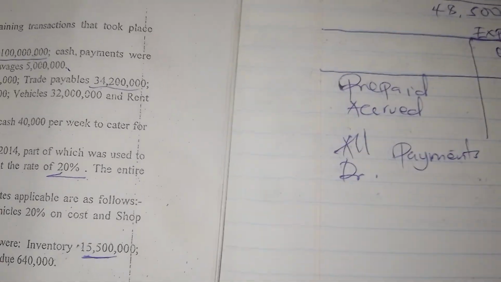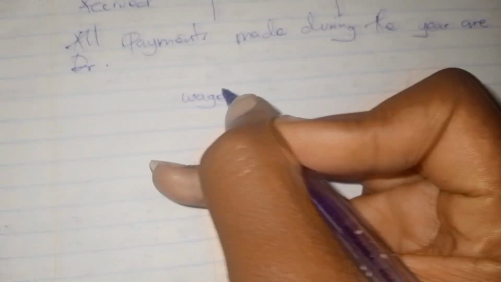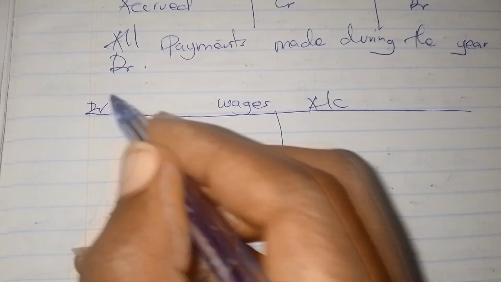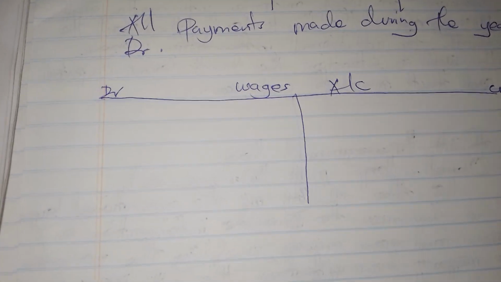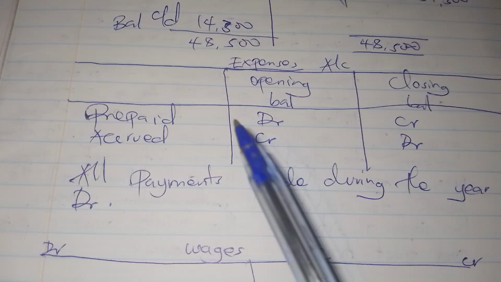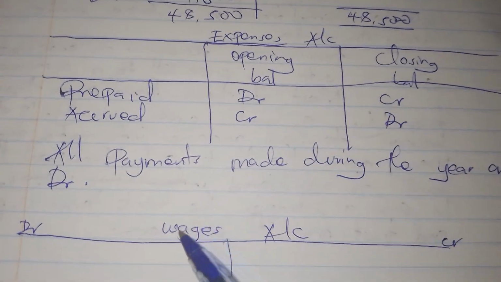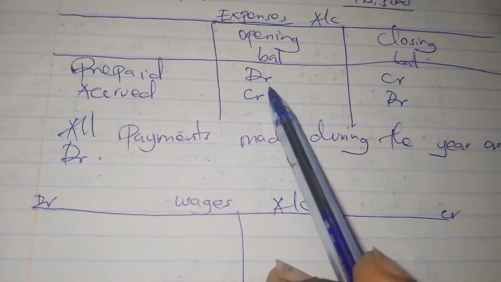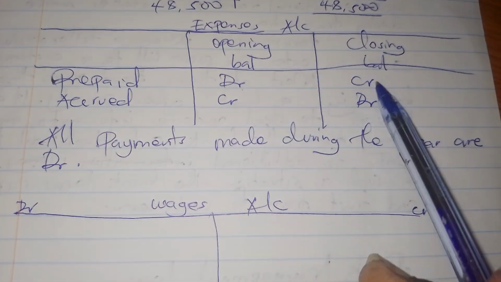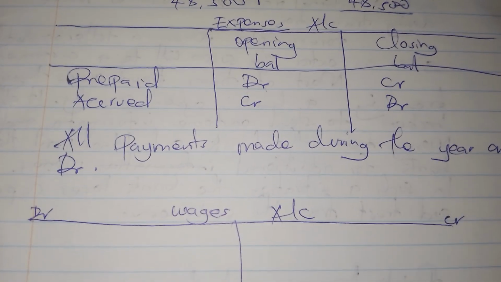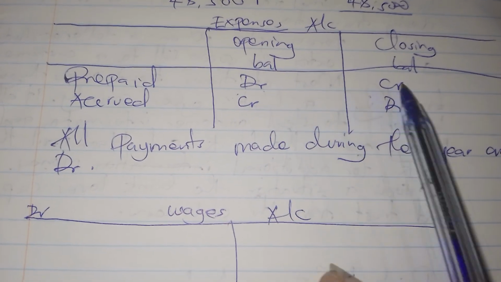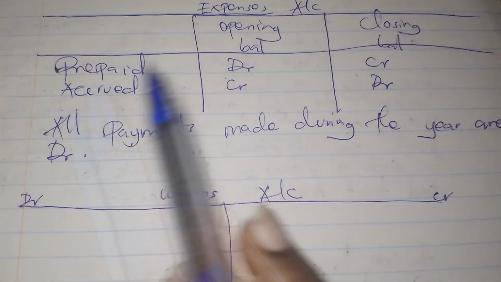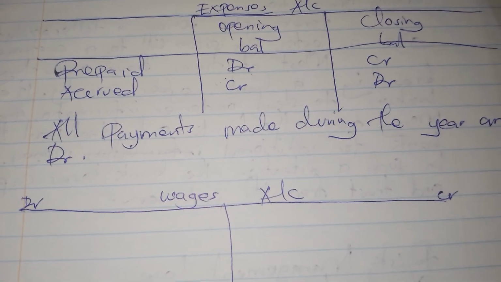So we prepare the wages account. Debit, credit. So here is the table to help us prepare expenses accounts. So in case what is given in the question is prepaid and it is an opening balance, you debit in the expenses account. In case it's closing balance, you credit. Then in case what is given in the question is accrued, but it's opening balance, you credit. If it's closing balance, you debit. Then all payments that are made during the year are debited, and this is what is going to guide us when we are preparing the expenses accounts.